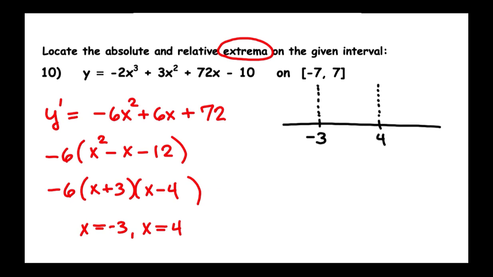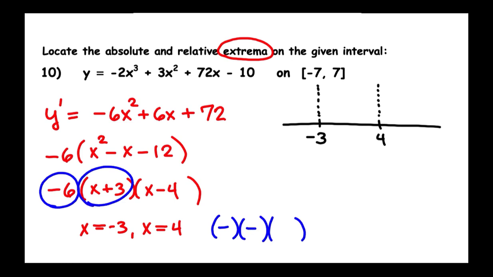All right, let's test some regions. Trying something from the left region, let's try -4 in there. You're going to have negative, of course, times another negative, times a third negative. And that's going to be negative. That's going to fall.